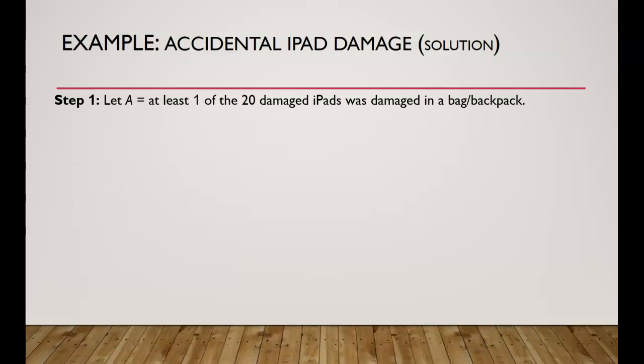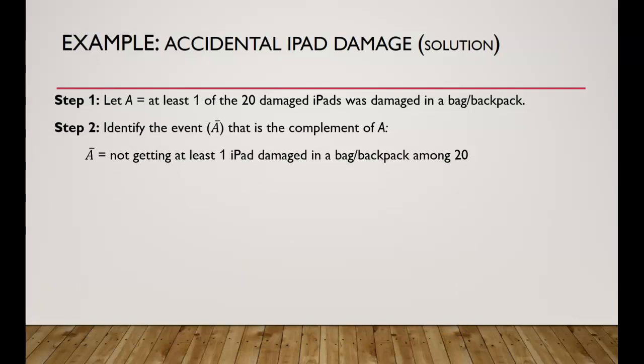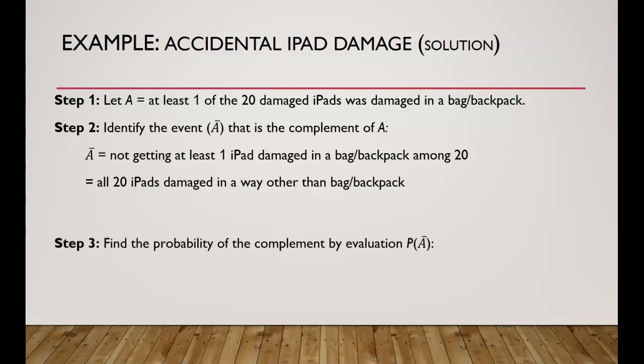Step 1. Let event A be at least one of the 20 damaged iPads was damaged in a bag or backpack. Step 2. Identify the event A bar, that is the complement of event A. A bar is not getting at least one iPad damaged in a bag or backpack among 20, which is equal to all 20 iPads damaged in a way other than bag or backpack.